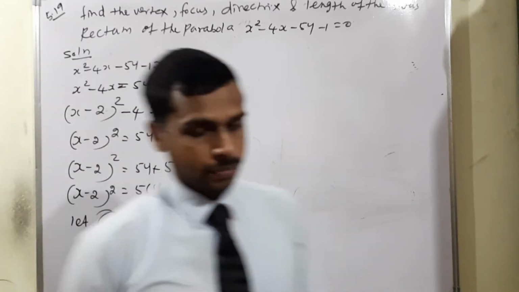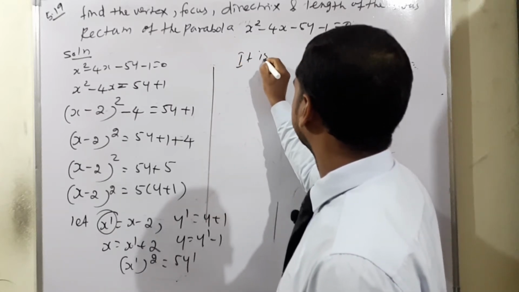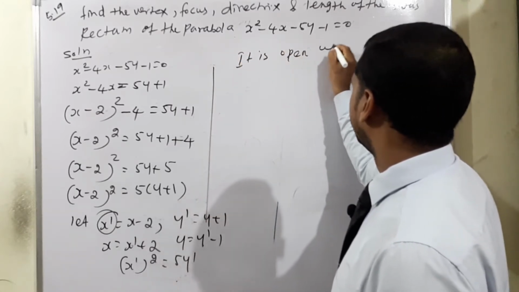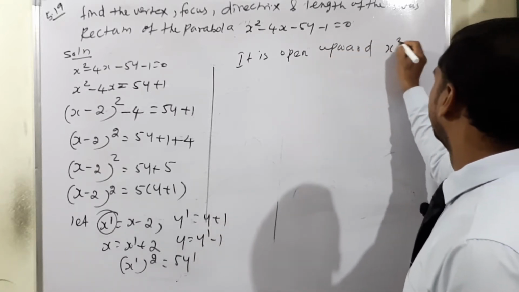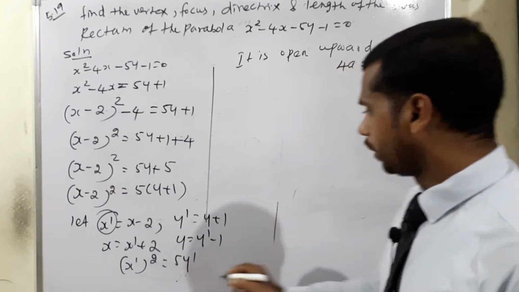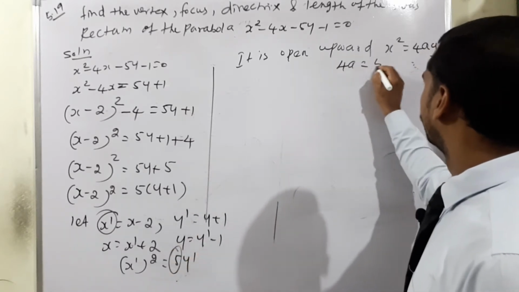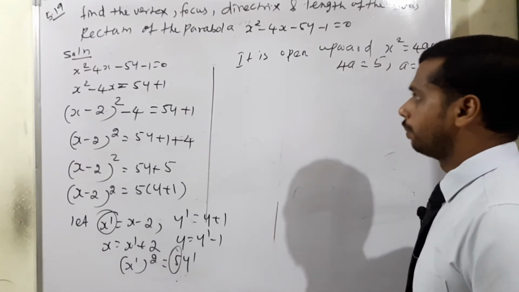What is the meaning of this? What is the type? It is open upward. So open upward means x square is equal to 4ay. Therefore 4a is equal to what value? 5. So 4a is equal to 5 means simply a is equal to 5 by 4.